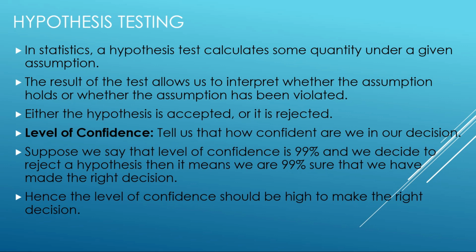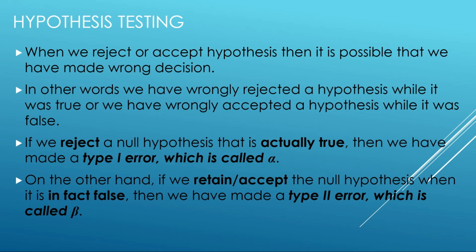Level of confidence tells us how confident we are in our decision. Suppose we say that the level of confidence is 99% and we decide to reject a hypothesis, then it means we are 99% sure that we have made the right decision. Hence, the level of confidence should be high to make the right decision. It is common sense that whenever we try to make a decision, we want to be sure about it. So the confidence level should be high.